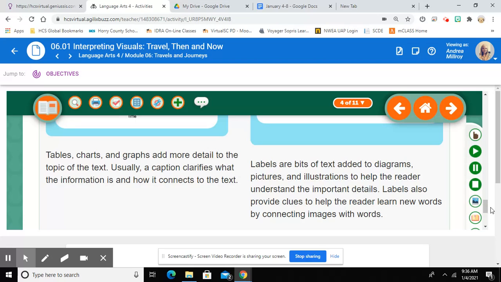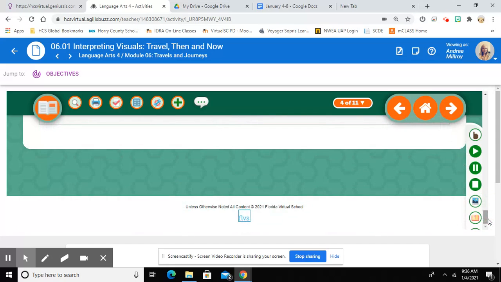Labels are bits of text added to diagrams, pictures, and illustrations to help the reader understand the important details. Labels also provide clues to help the reader learn new words by connecting images with words. These are all text features.